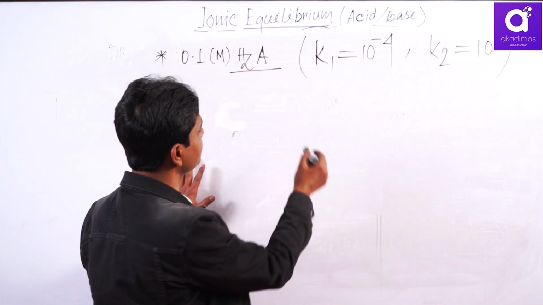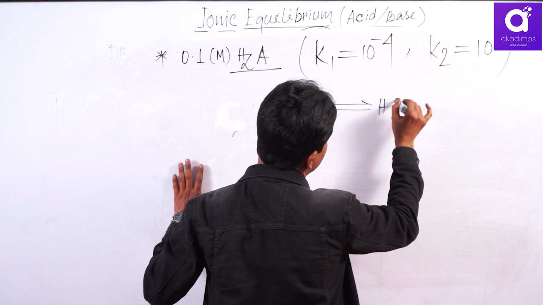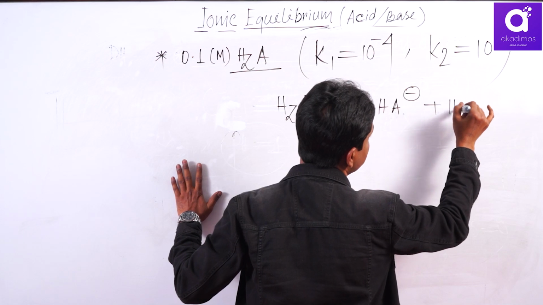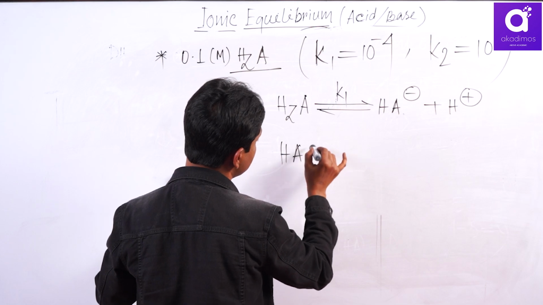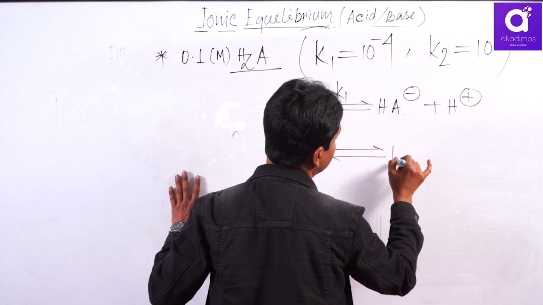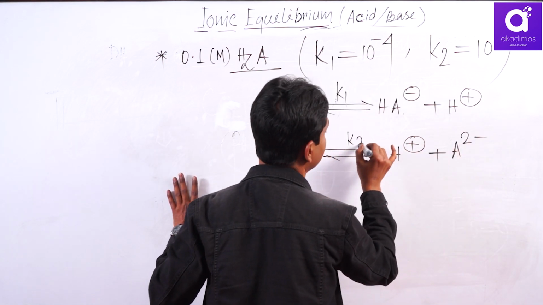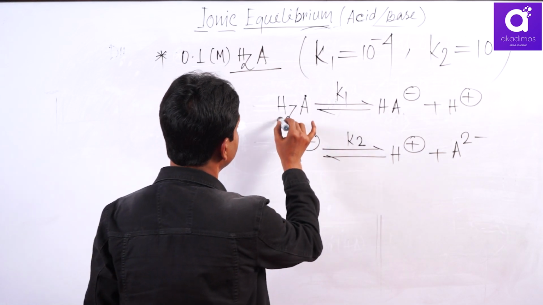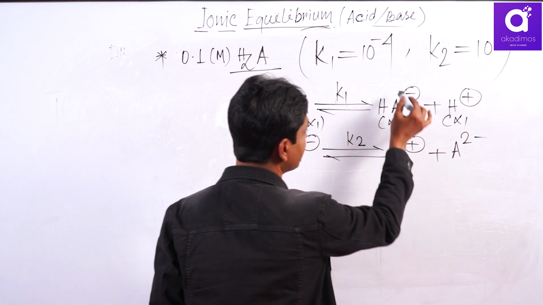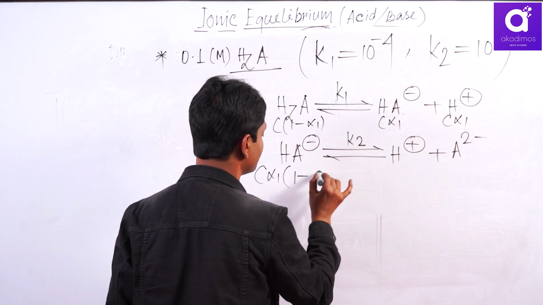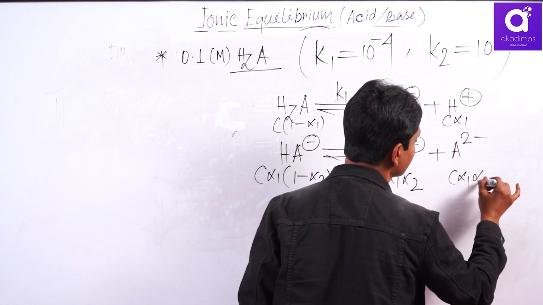First dissociation: H2A reversible HA minus plus H plus. This K1 is given here. And HA minus reversible H plus and A2 minus. This is K2 given. Now it is C into 1 minus alpha 1. It has C alpha 1, C alpha 1. Here the concentration is C alpha 1, 1 minus alpha 2, and this is C alpha 1 alpha 2, and this is C alpha 1 alpha 2.